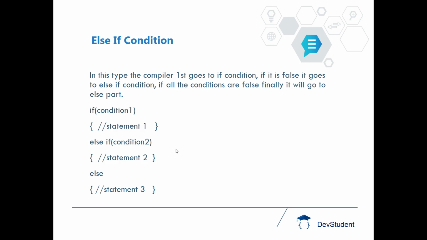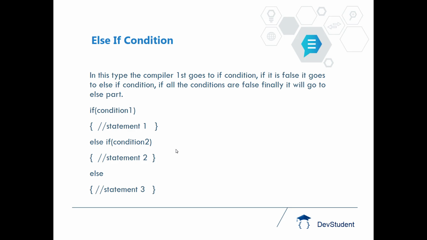For example, if you have three statements, statement 1, statement 2 and statement 3 as shown in this pseudocode here. If condition 1 is satisfied, it will execute statement 1 and it will come out of the if conditions. If condition 1 fails, then it will try the second one. It will check condition 2. If it is satisfied, statement 2 will be executed out of the 3.